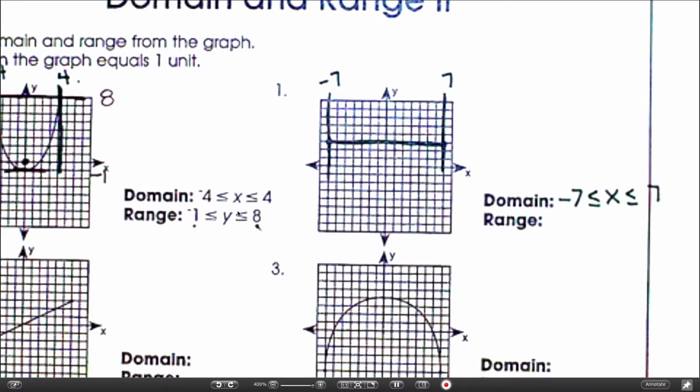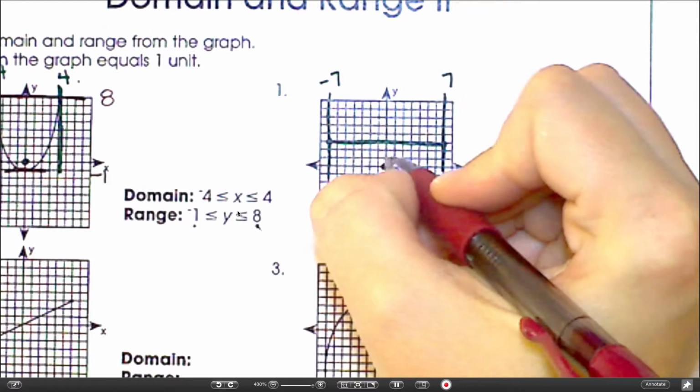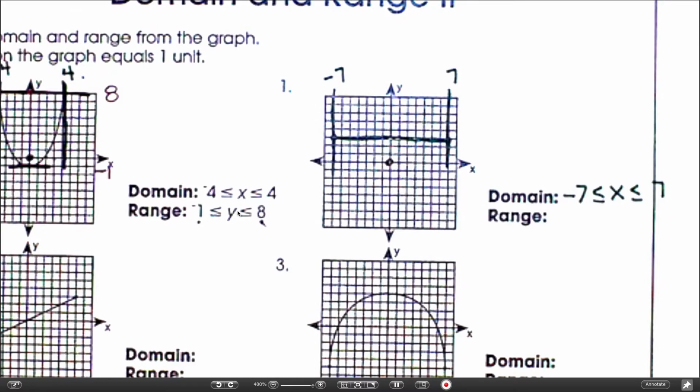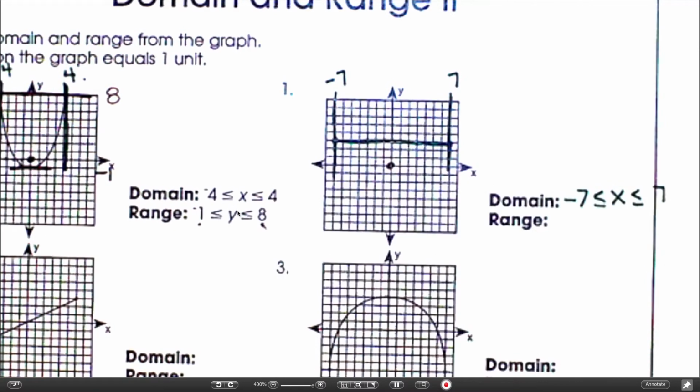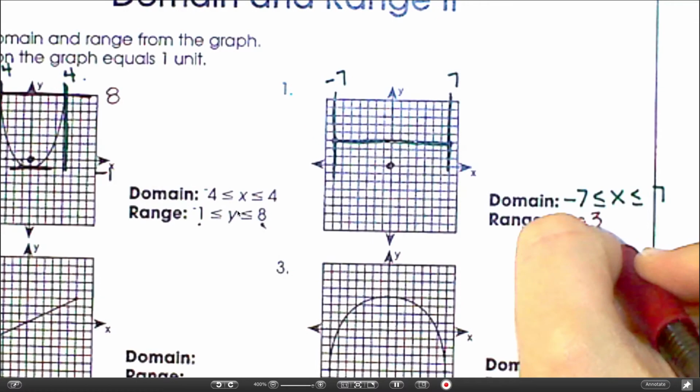Now this one is kind of tricky for the range, because what's the lowest point on this graph? 3, right? Because the center of my graph is here. So 1, 2, 3. The lowest this ever goes is 3. What's the highest it ever goes? 3. It stays at 3 the whole time. So for your range, you can just write y equals 3, because it's exactly 3 the entire time.